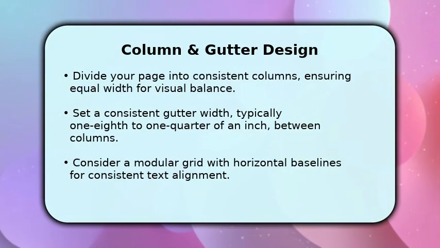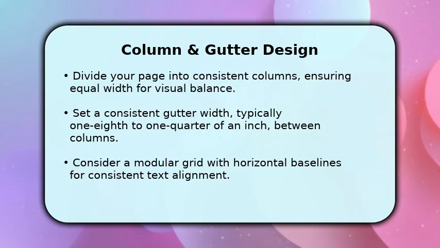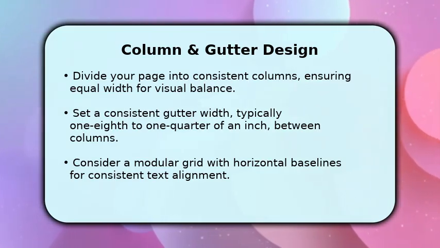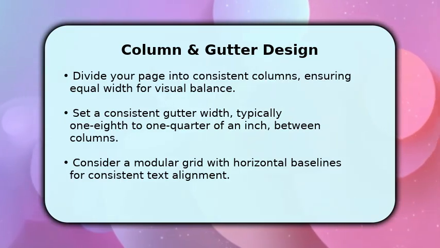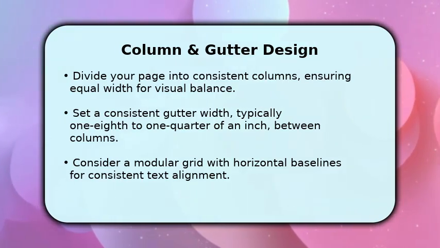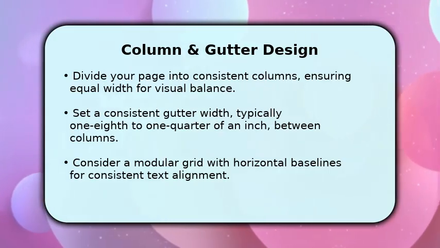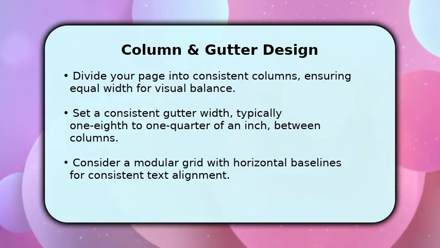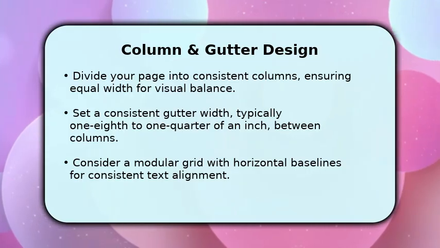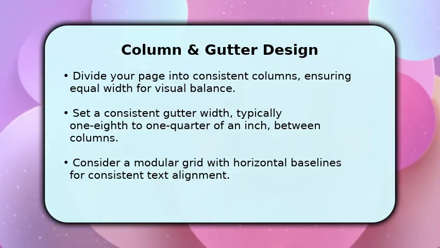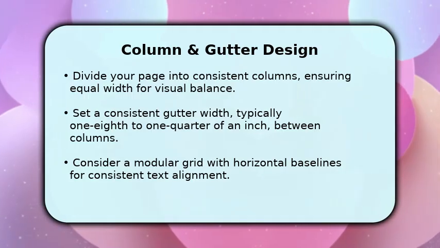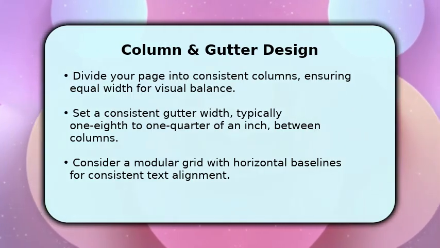Now, let's dive into designing your column structure. Divide your page into 5 or 6 consistent columns, ensuring each has an equal width for visual harmony. Crucially, set a consistent gutter width between these columns, usually 1/8 to 1/4 of an inch, to prevent text from merging. Thinking about a modular grid with horizontal baselines will also help maintain consistent text alignment across your entire publication.